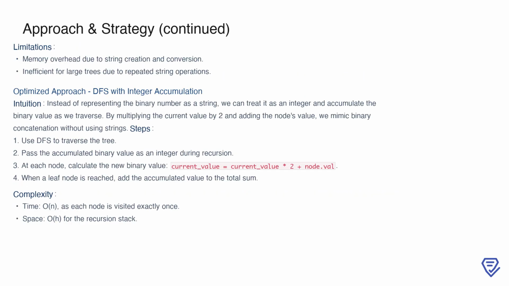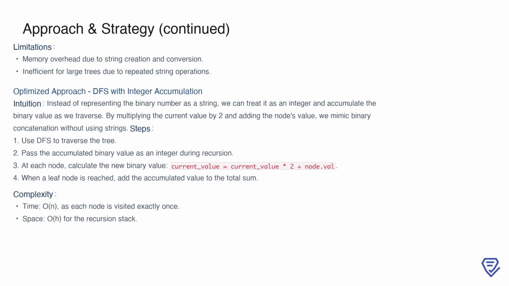Now, one limitation of the brute force approach is the memory overhead caused by creating and converting strings repeatedly, especially in large trees. To address this, we can optimize the solution by modifying our DFS traversal to work with integer accumulation instead of building strings. The key insight here is that binary numbers can be computed directly by treating them as integers. At each step, we calculate the binary value by multiplying the current value by 2 and adding the node's value.